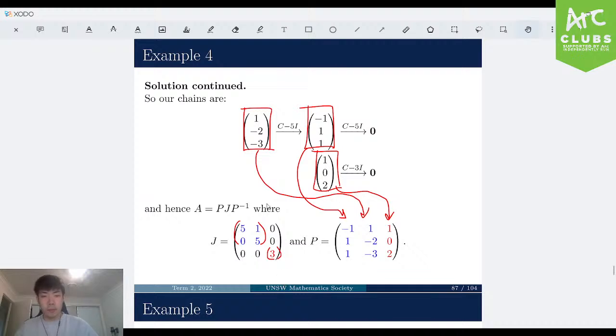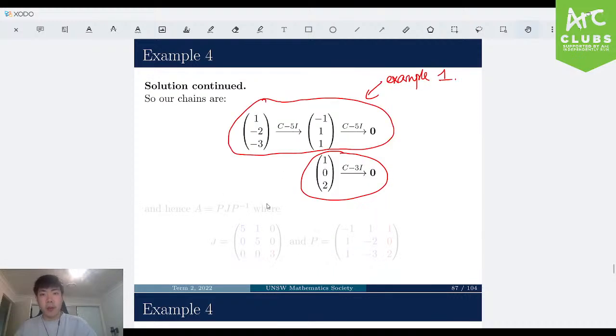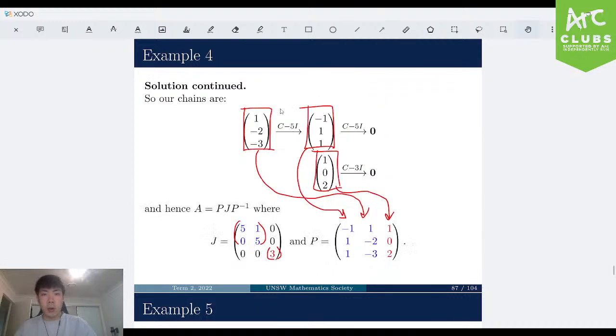Where did we get this from? Remember, our eigenvalue 5 has a chain of length 2, and our eigenvalue 3 has a chain of length 1. That's why this is size 2, and this is size 1. Okay, and that's it. So we have found our P, J, and P inverse.